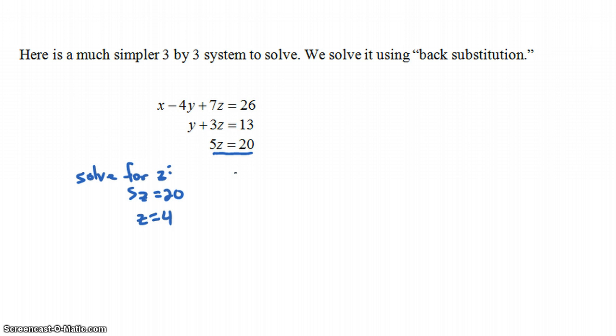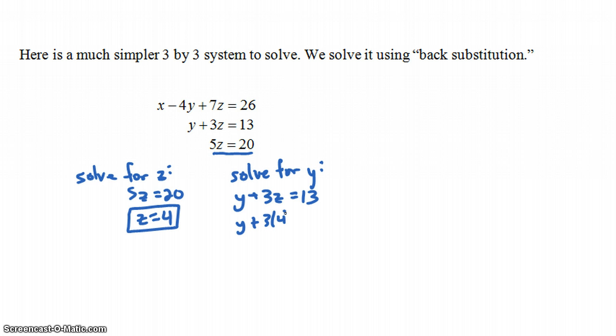The next thing we can do is take that value, z equals 4, that we found and plug it into the second equation. We have y plus 3z equals 13, but we know what z is. So this time we're going to solve for y. We're substituting back into that second equation. That's why this method is called back substitution. We have y plus 3z is 13, so y plus 3 times 4 is 13. That gives us that y plus 12 is 13, so y is equal to 1.